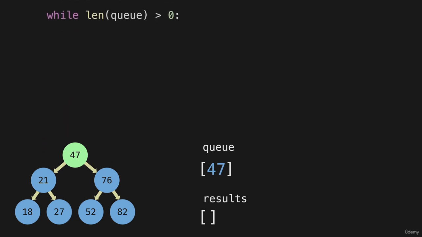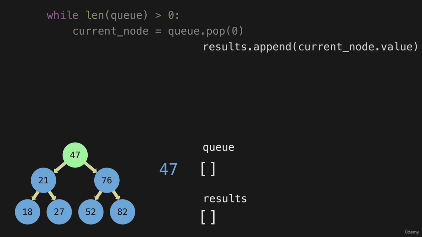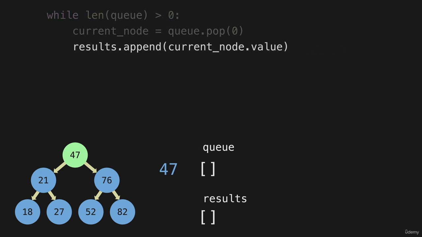So the first thing we're going to do is set that variable current node to be equal to the first item in the queue. And remember, this is the value and left and right. So first, let's do something with the value. We'll say results.append(current_node.value). So we're not putting the entire node in there. It's just the dot value portion.